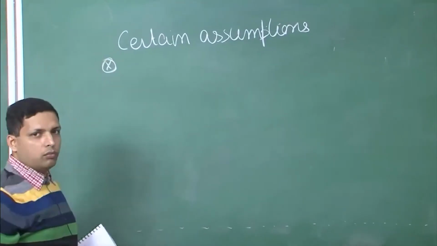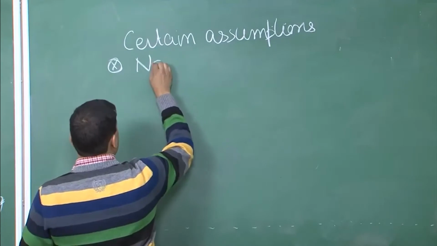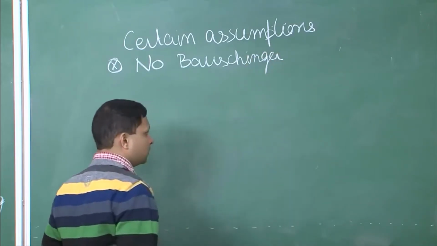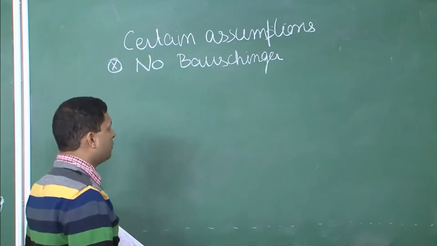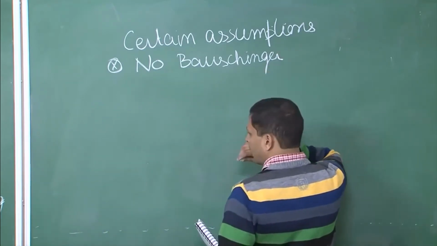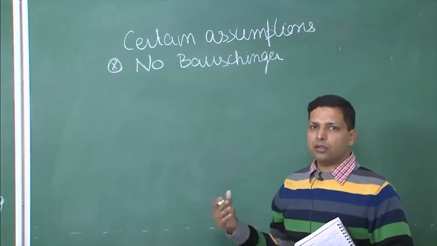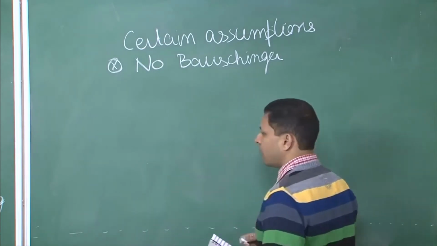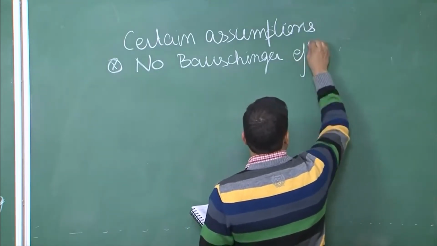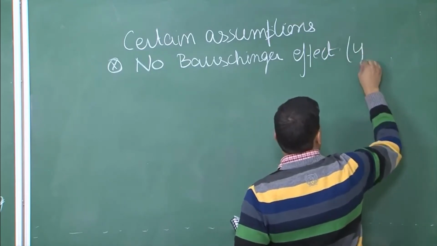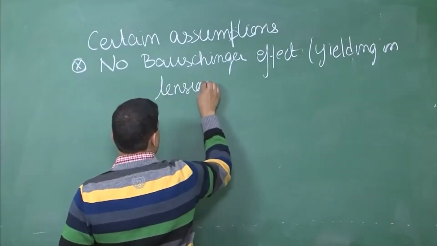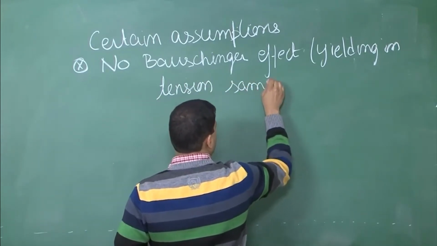First and foremost is no Bauschinger effect. The Bauschinger effect is when you have different behavior in tension and in compression. What we are saying is that it should not be there, meaning behavior should be similar whether we are talking about compressive or tensile, and that would mean that the relation we get will be symmetric with respect to plus or minus sign, because the plus and minus sign reflect whether it is a tensile or compressive stress. So, there is no Bauschinger effect, or yielding in tension is the same as yielding in compression.